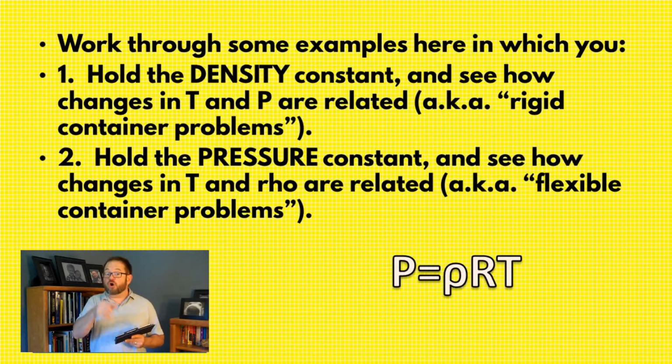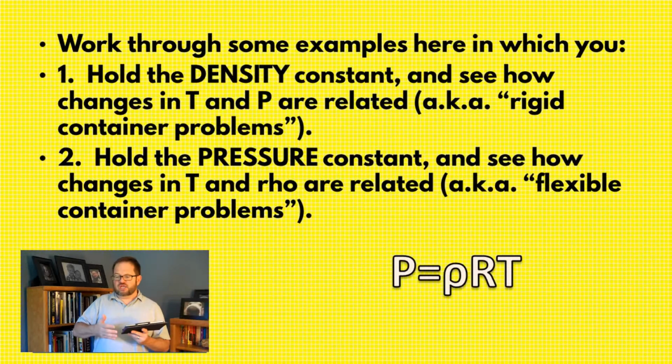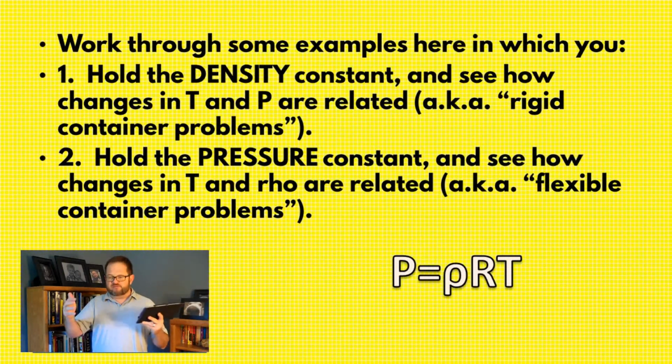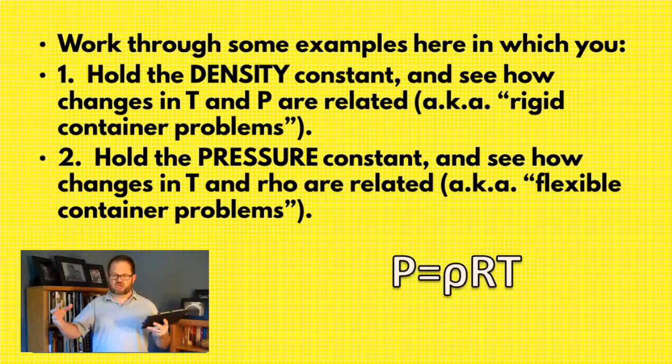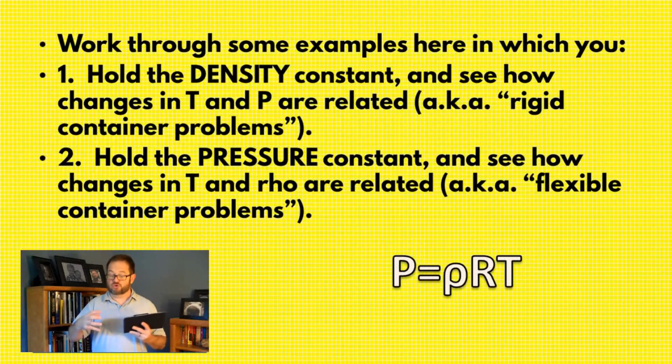But the other kind of problem that we're also going to do, the one labeled 2 on this slide, is the kind of problem where we keep the pressure constant. Balloons are an example of this kind of problem. The pressure inside of a balloon is the same as the pressure on the outside of the balloon. If you increase the pressure, the balloon just changes its volume or its density or something like that. But the density and the temperature and so on inside of the balloon, the flexible container, can change.